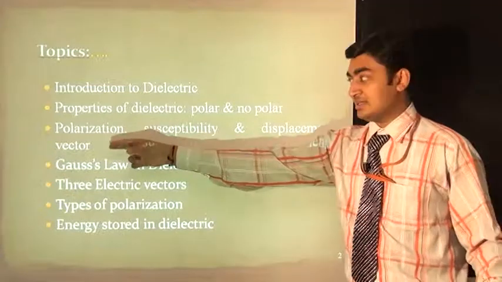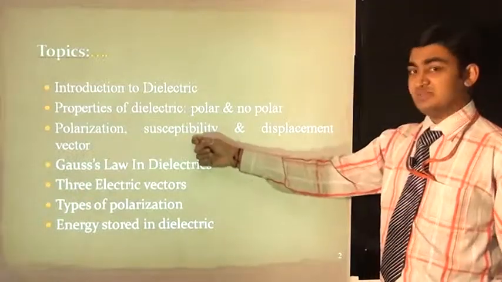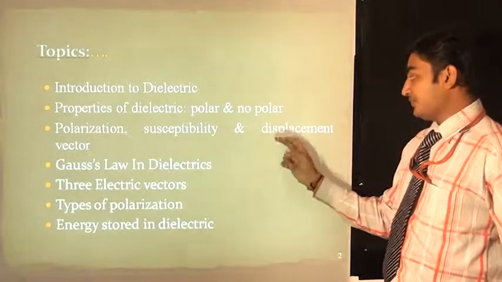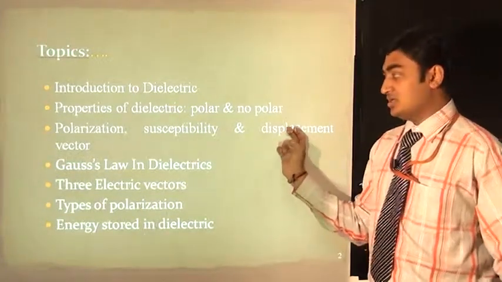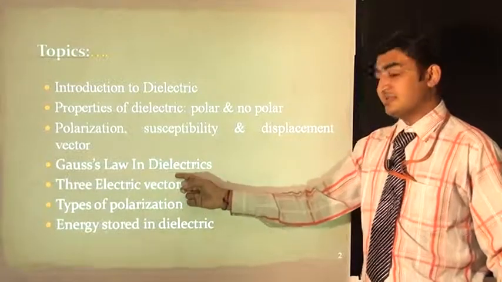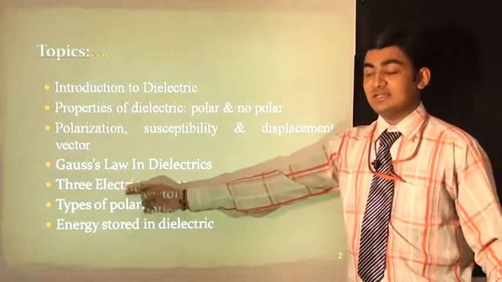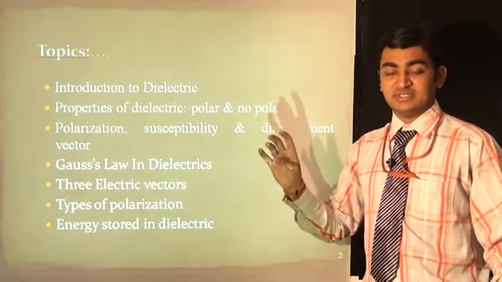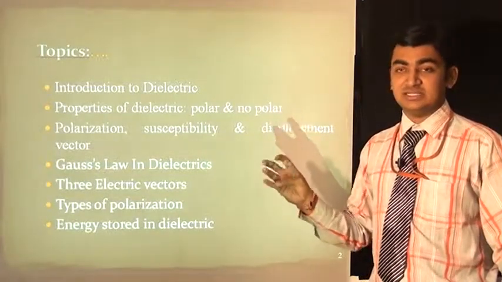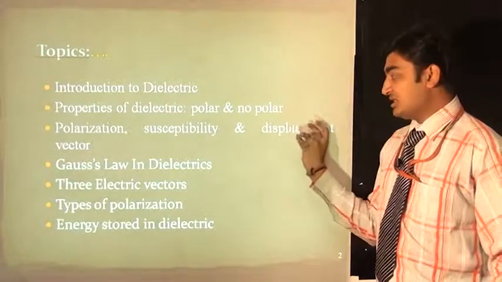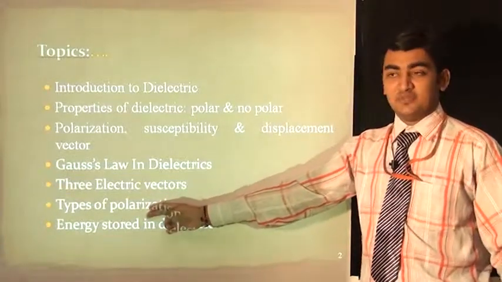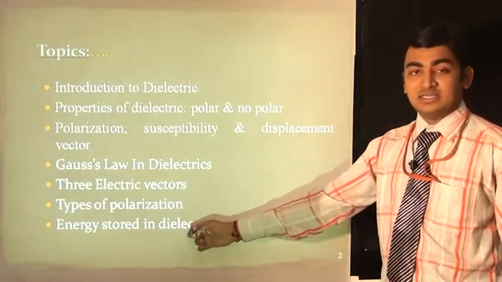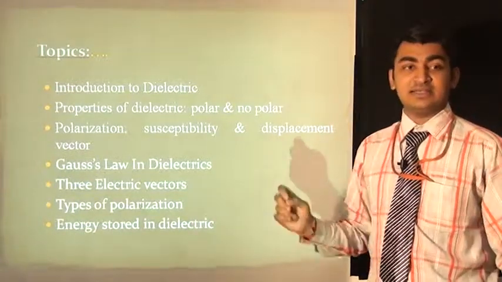Polarization of electric charges, then susceptibility generated per unit electric field, and displacement vector. Then Gauss's law for dielectrics. Three electric vectors. There are three electric vectors which have a relation. First is electric field, second is polarization, and third is displacement vector. And types of polarization, there are four types of polarization. Then last is energy stored in dielectric medium.